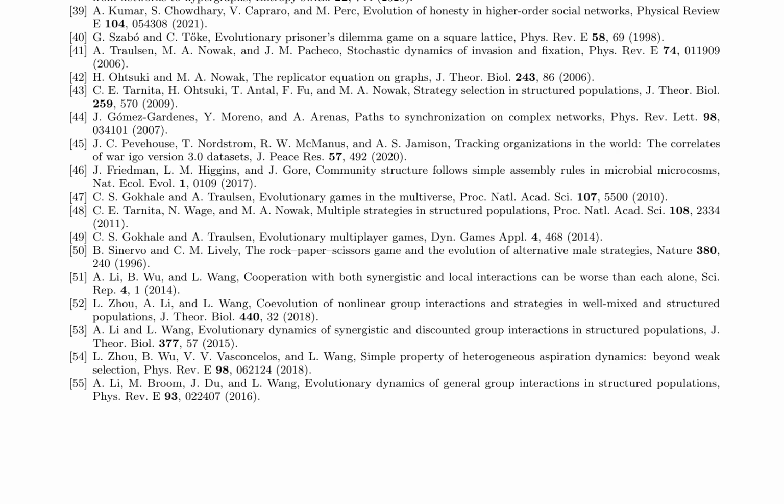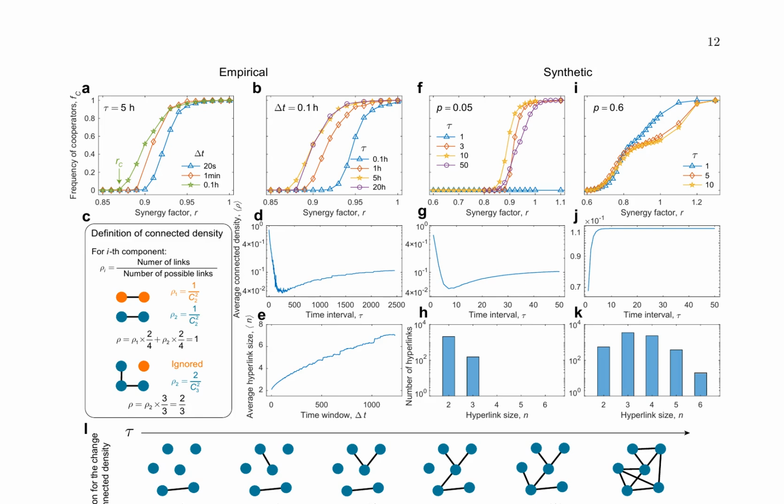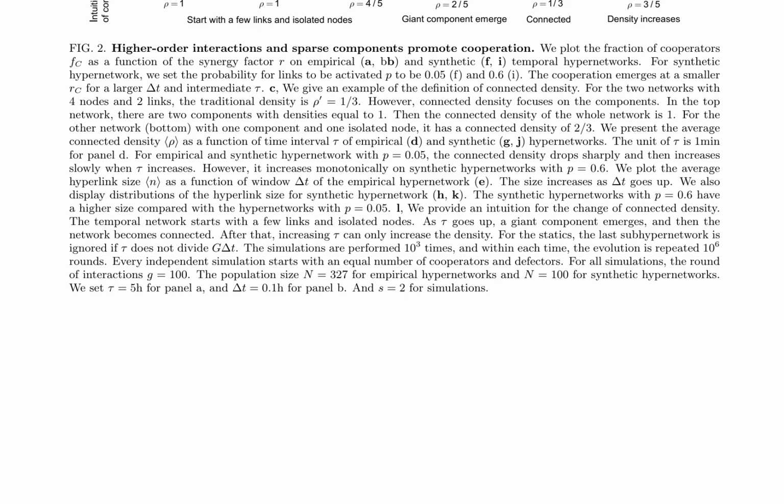The authors demonstrate that when both synergistic and discounted group interactions are present, cooperation can be hindered, as opposed to scenarios where only one type of interaction is present. The study also discusses how different strategies evolve over time in response to changes in population structure, such as varying levels of synergy or discounting. The authors examine the role of aspiration dynamics in driving the evolution of cooperation, highlighting the importance of considering both the strength and direction of selection pressures on the emergence of cooperative behavior.